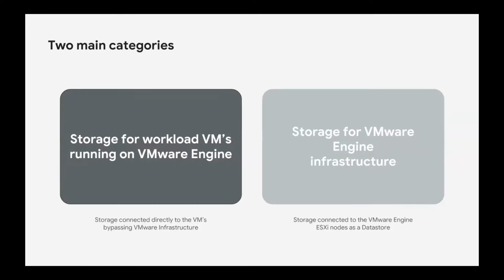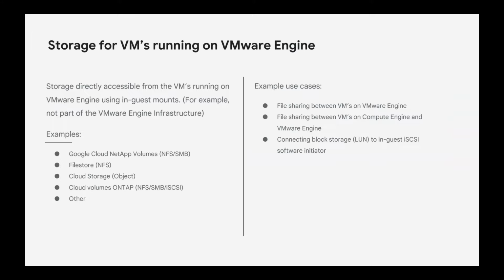When it comes to the storage options available, there are two main categories: storage for workload VMs that run on VMware Engine, and storage for the VMware Engine infrastructure itself. Storage for VMs running on VMware Engine, what we mean by that is storage that is directly accessible from the VMs running on VMware Engine using in-guest tools.